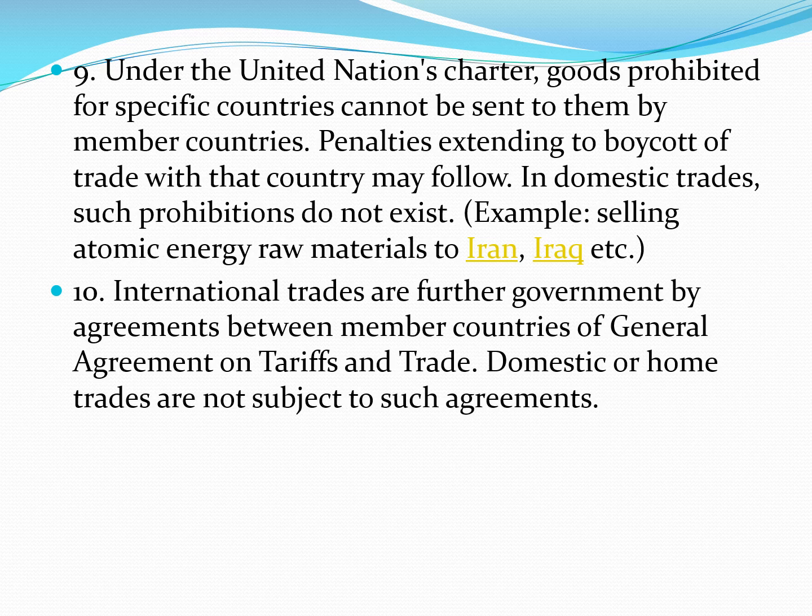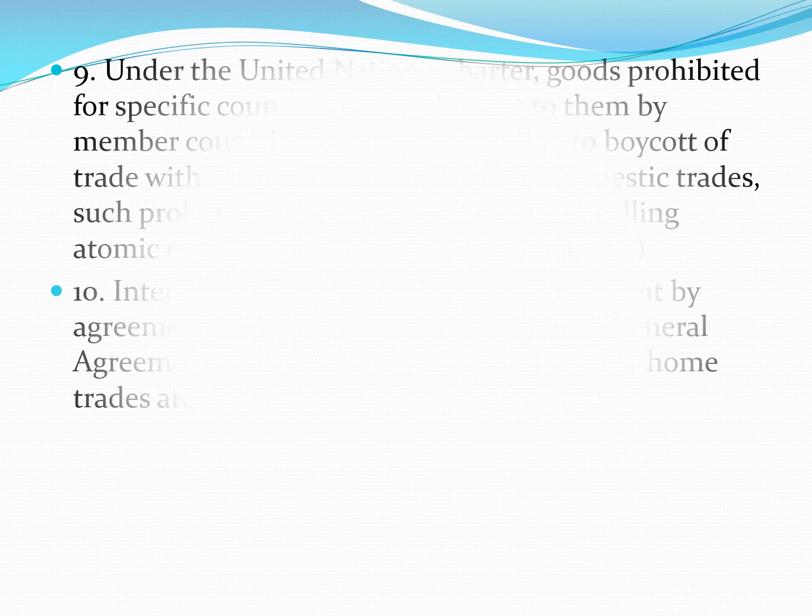In domestic or home trade, such kinds of agreement are not at all required. Agreements are not required. We are not going through any agreement as such. Okay, now we have seen the differences between the home trade and the international or foreign trade.